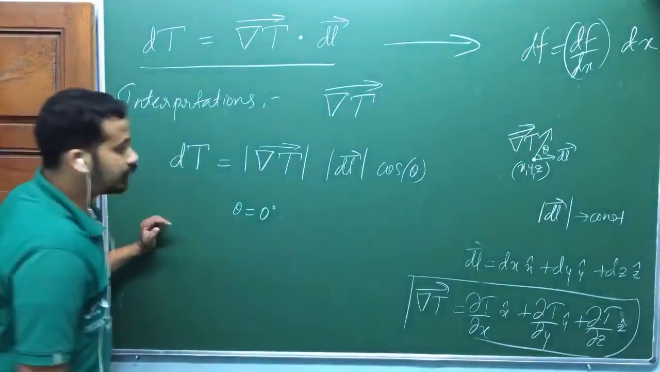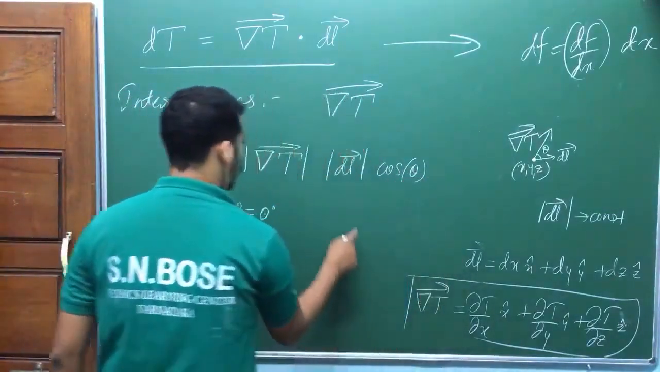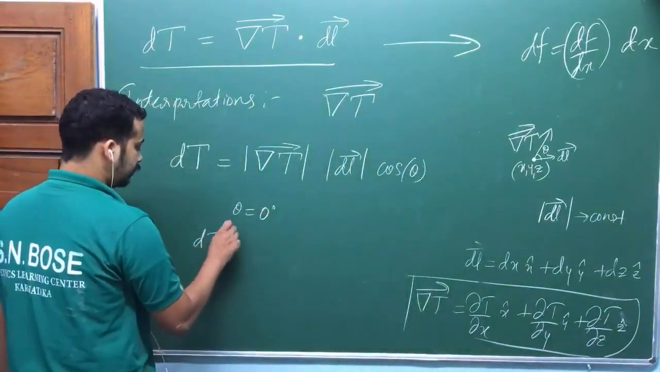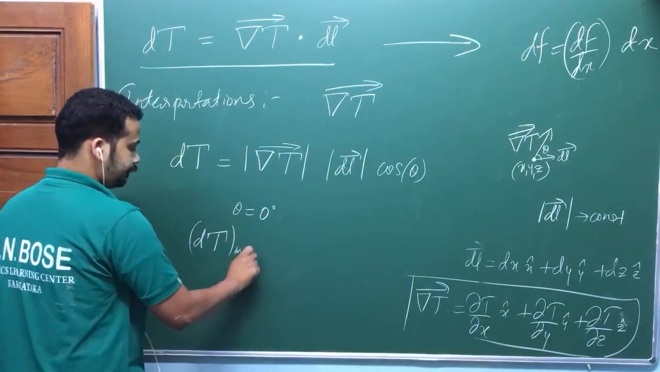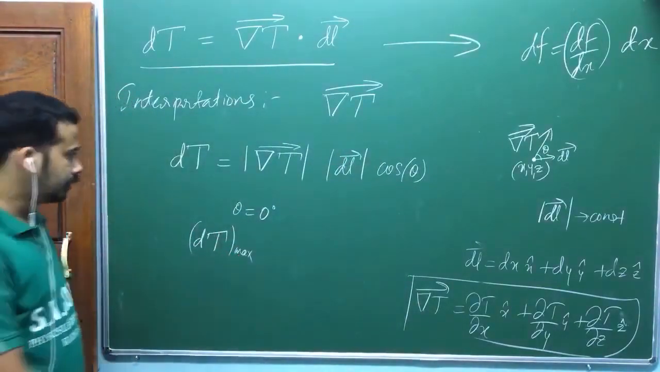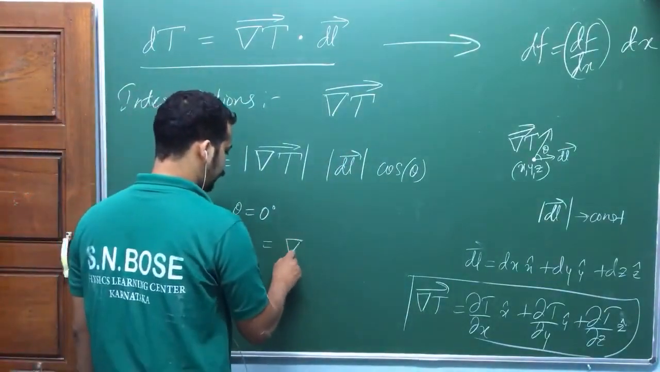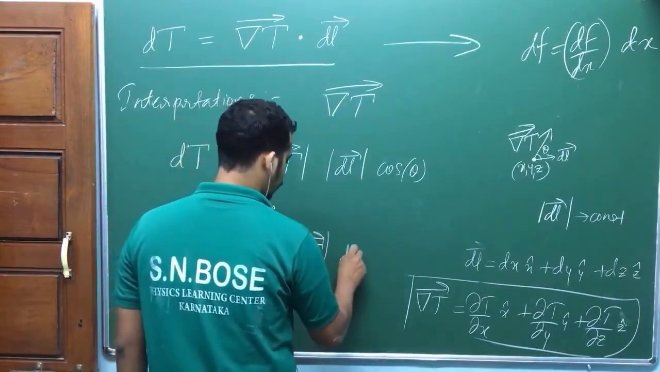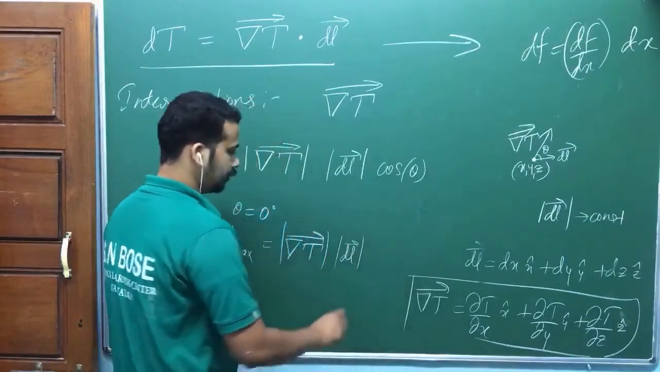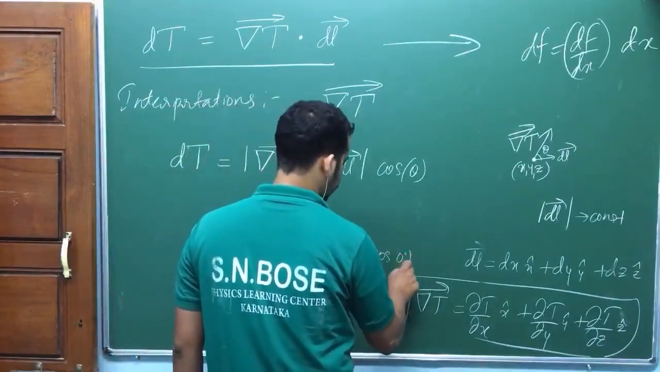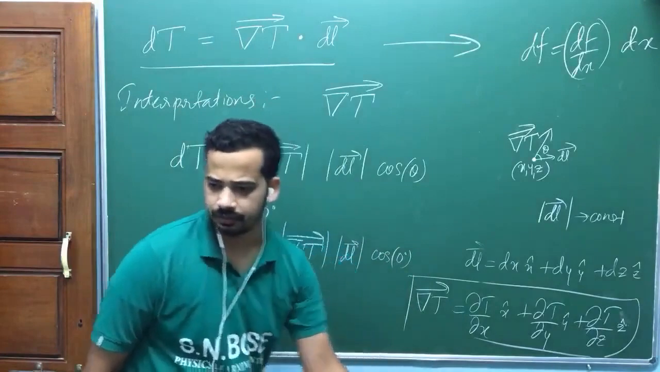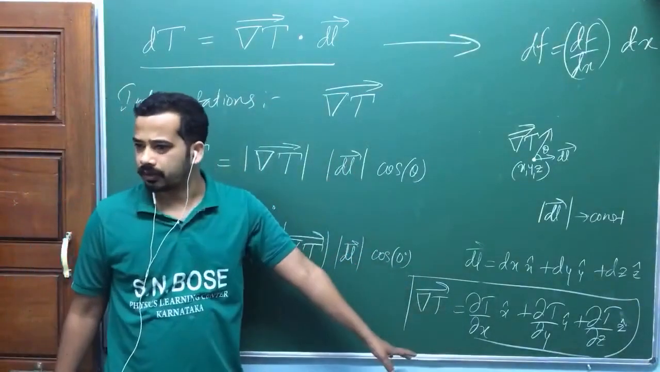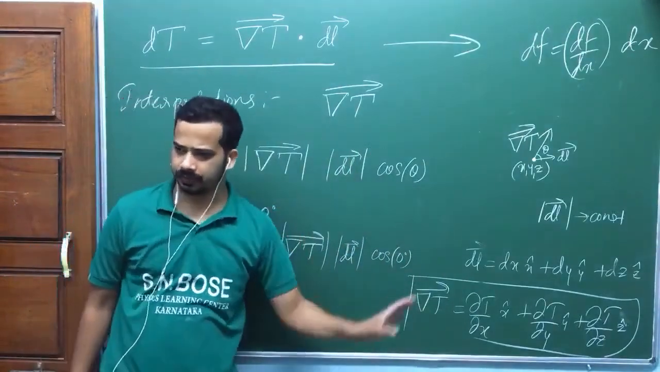Is that okay? When theta is equal to 0, you have dt maximum, am I right? Are you getting my point? So that is equal to del t into dl vector, isn't it? Into cos 0. Look at this one. You can just do this. Everything you know, the dot product. You know about vectors.